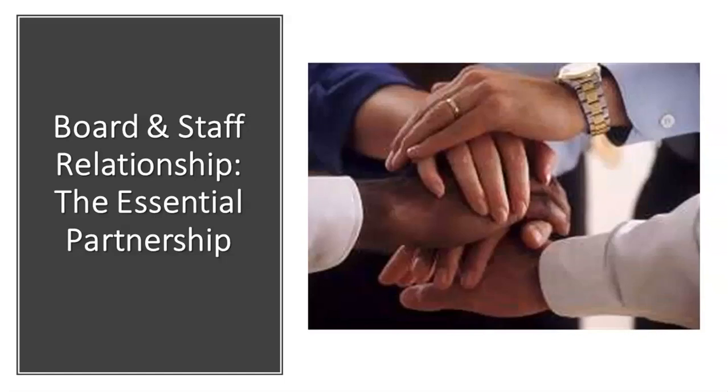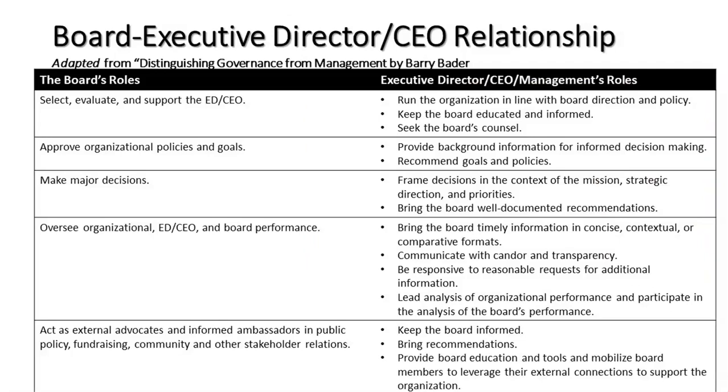So lastly, let's talk about the board-staff relationship, again starting with serving as an advisor. I really want to share this with you, make sure that you understand the board's role, as we said earlier: select, evaluate, and support the ED/CEO. The CEO will seek the board's counsel, but the CEO has to keep the board educated and informed in a timely way, in a thorough way, without going too far down into the weeds. We've got to keep the board at the 10,000, 30,000 foot level. And so we have to remind them and bring them back to direction and policy.